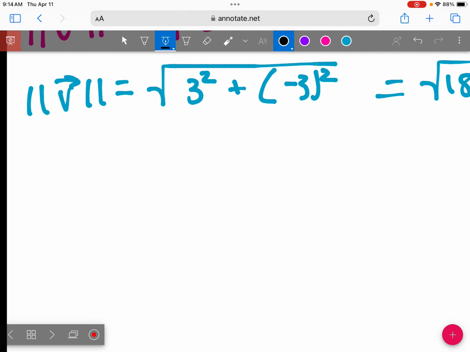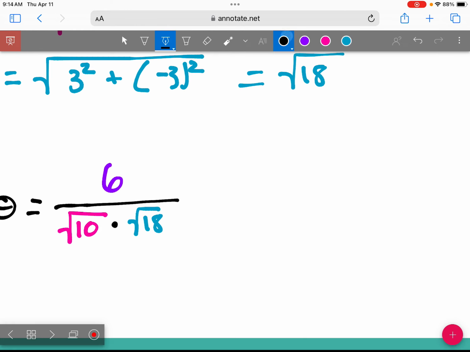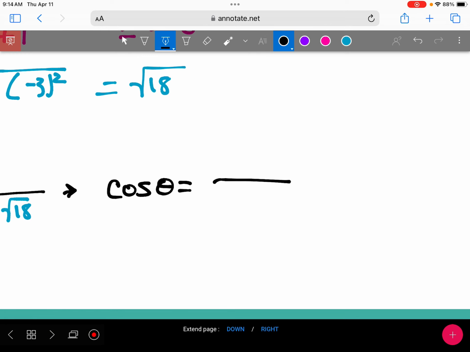So then to find the angle, we have cosine of that angle is equal to the dot product on the top, so our 6, over the product of our two magnitudes. So square root of 10 times square root of 18, which we can simplify. Cosine of theta equals 6 over square root of 10 times 18, which is 180.